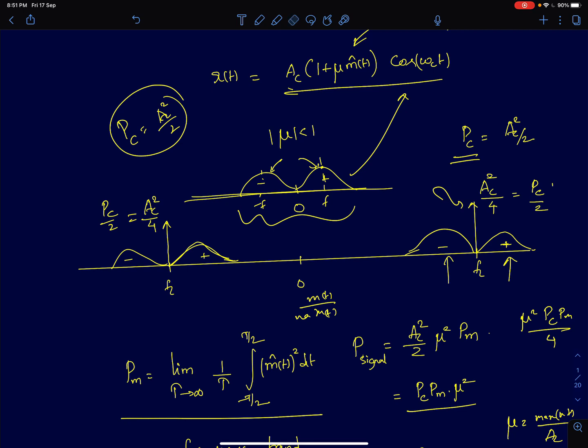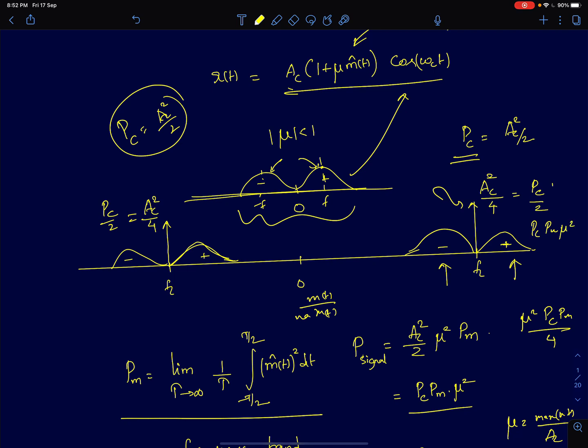Now half of it will be in the positive frequencies, half of it will be in the negative frequencies. To be clear, when I say P signal, I am referring to the RF signal, not the low frequency signal. This is the upconverted signal, excluding the carrier part. So half of it will be distributed in the positive and half in the negative frequencies. These two bands of frequencies will contain half of this power, so it will be PC PM mu square by 2.